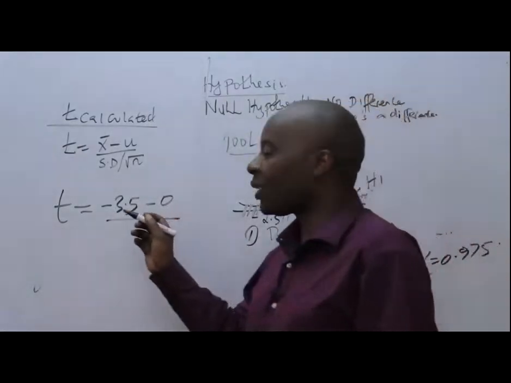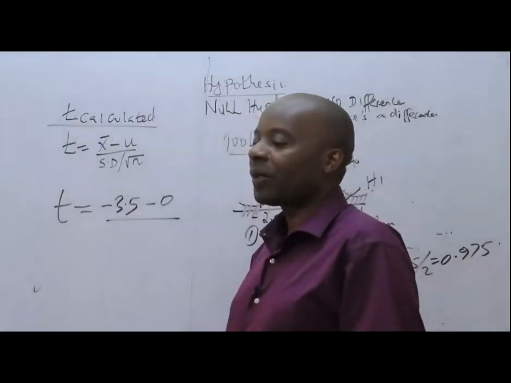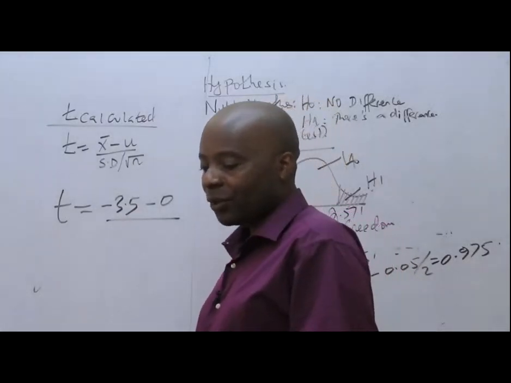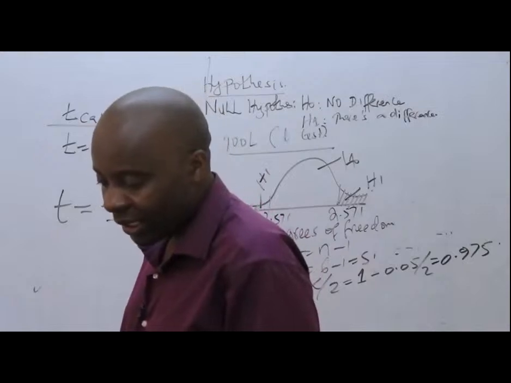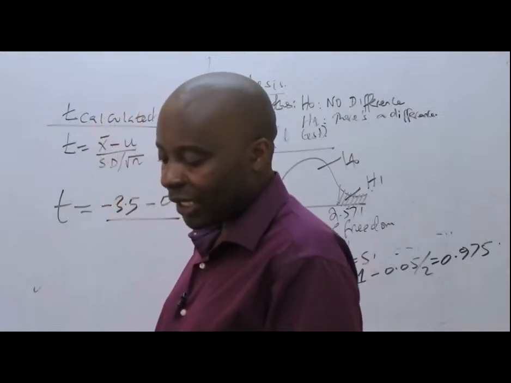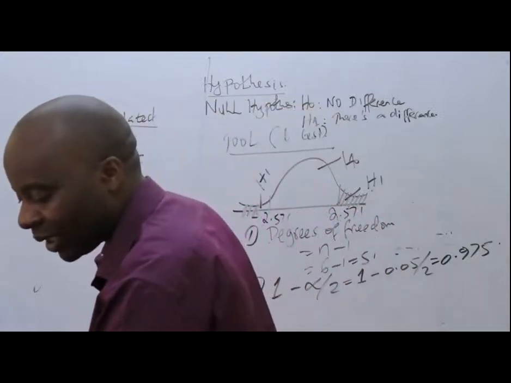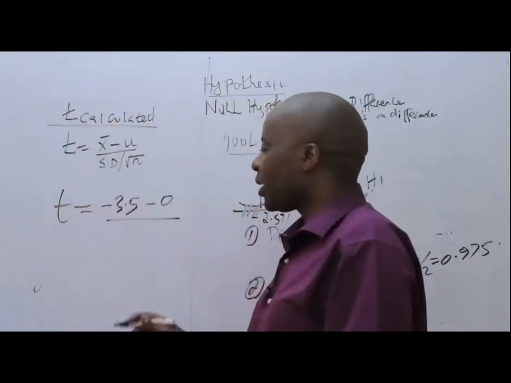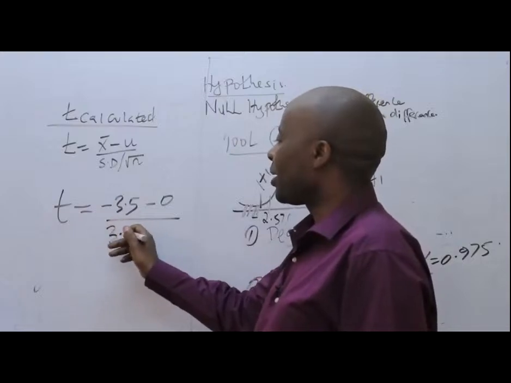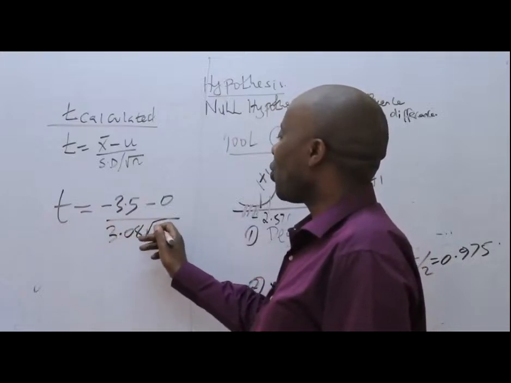Is there somebody who can give me the standard deviation here for these differences? What do we have there? Somebody. So the standard deviation for the differences was 3.08 divided by square root of 6.